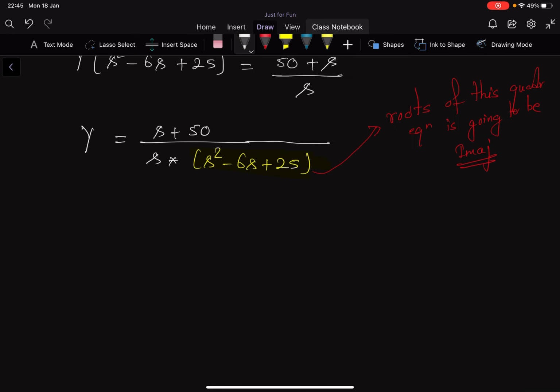Okay, we are going to break down this fraction, and once we get that appropriate structure of fractions, we're going to apply inverse Laplace and get our answer back in the time domain. So now we are going to apply partial fraction. So let's do partial fraction.